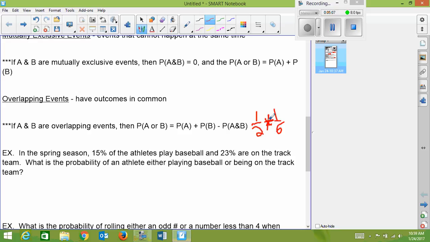Okay, so I mean that one's a little hard to do just making it up, but you get the point there, where you have to find them separately. You're going to add them together and then subtract the probability that they would both happen.